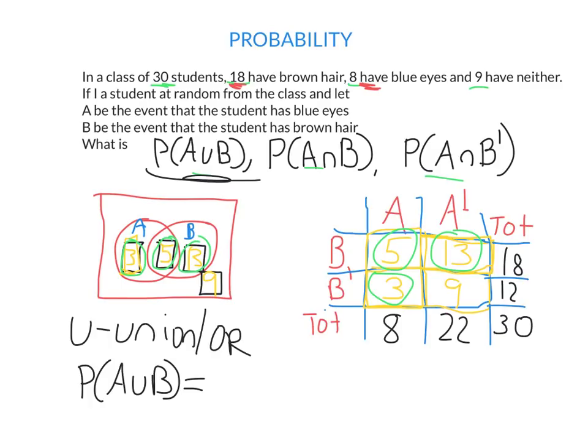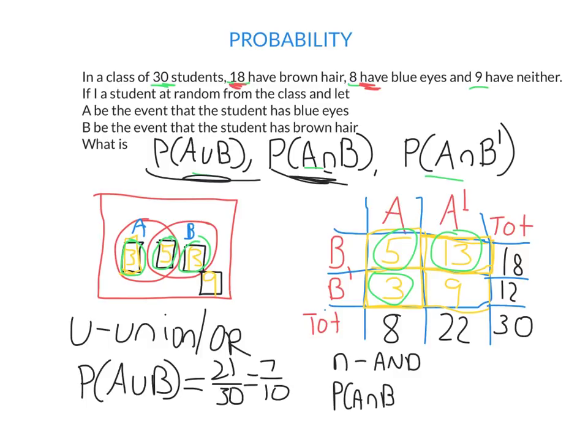So if you add them up, 13 plus 3 plus 5 is 21. So it's 21 over 30. I should simplify my fraction. That is 7 over 10. All right, the next one here. This little symbol means intersection. Read it as and. So this here means probability that the student is A and B.